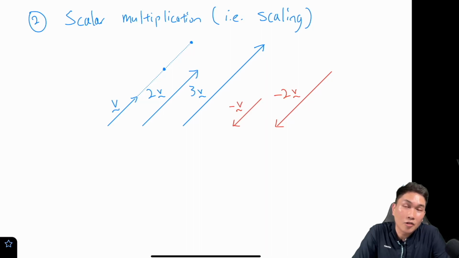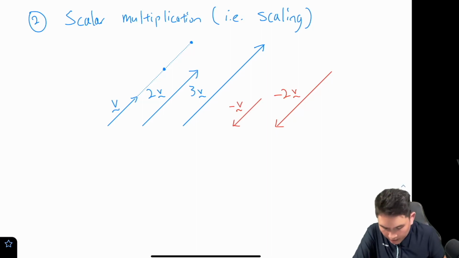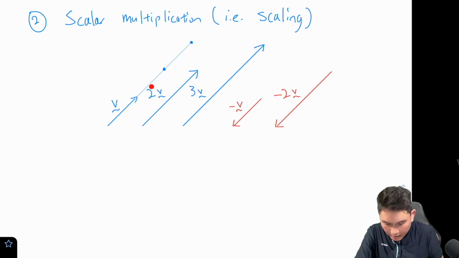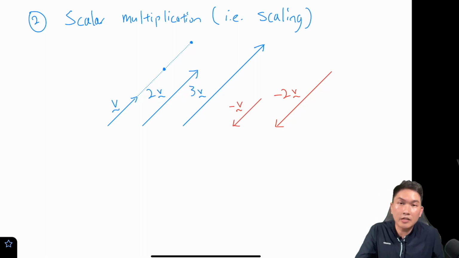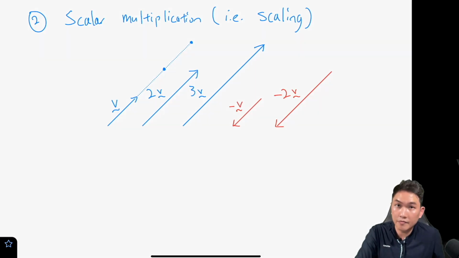The next idea I want to talk about is scalar multiplication. We actually already saw this in the previous example question. If I have some vector v, I can scale it up using a scalar. I can scale it up twice by multiplying by a scalar number 2, or I can scale it up 3 times by multiplying by a 3. I can also turn it the other way around by multiplying with a negative 1. Scale it negatively, and negative 2, negative 3, and so on and so forth.